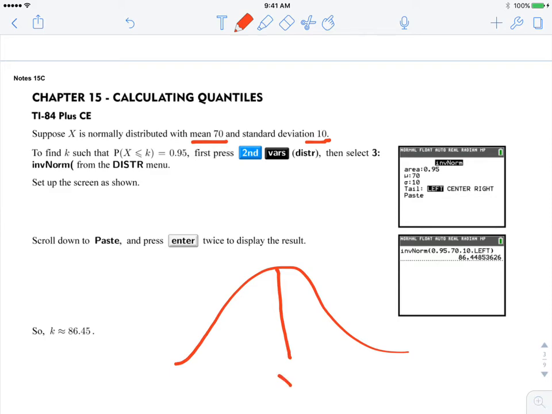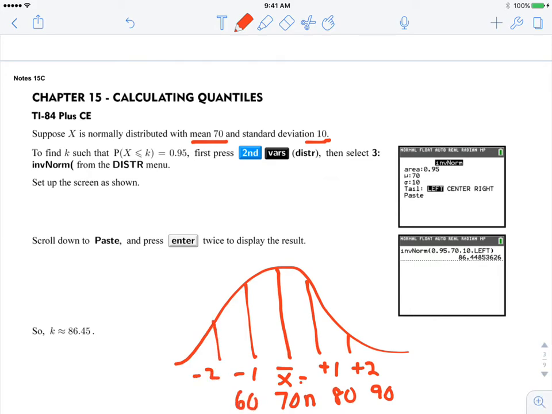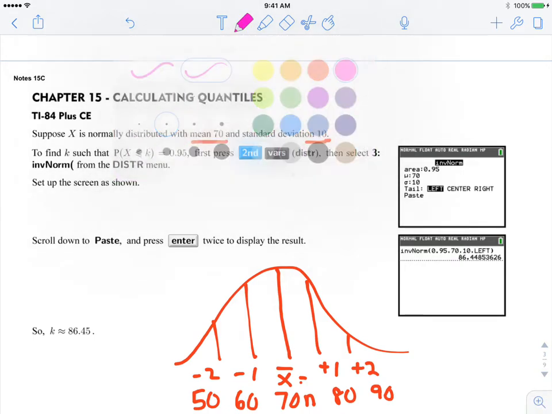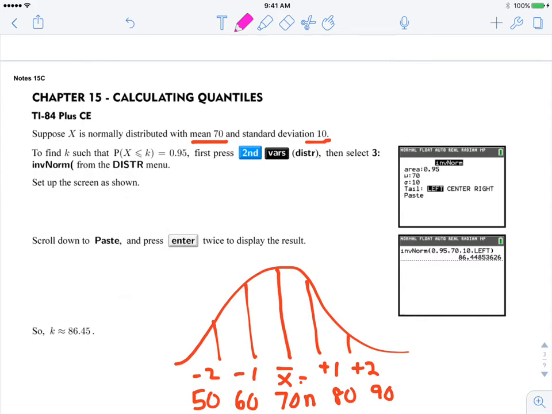So here is our mean of 70, and then every standard deviation plus 1, so this would be 80, plus 2, this would be 90, subtract 1 standard deviation, this would be 60, subtract 2, that would be 50, etc. All right. Now, here's the question. Find the probability of K, or find the probability of x less than or equal to K at 95%.